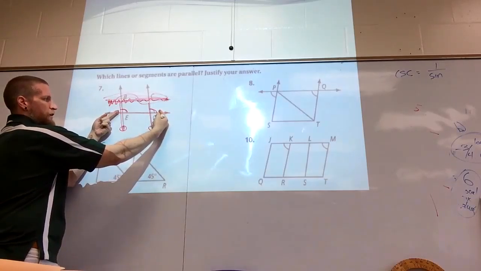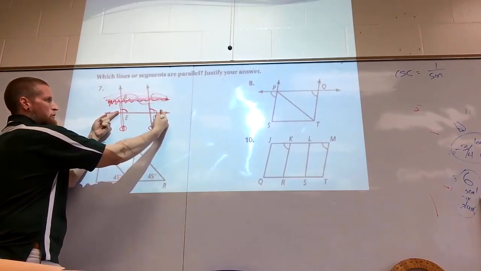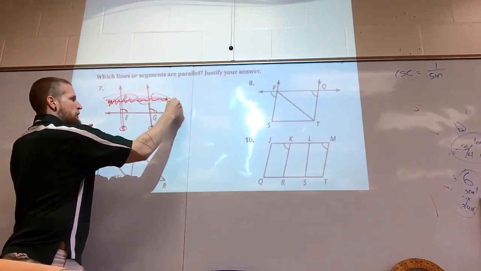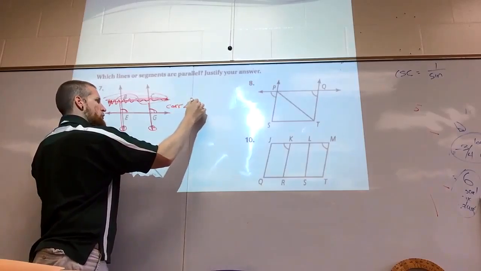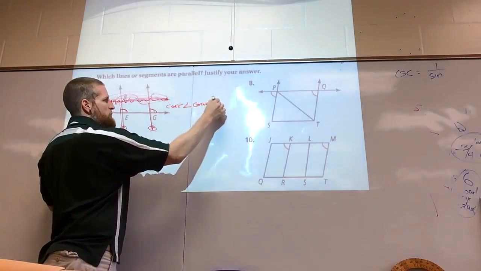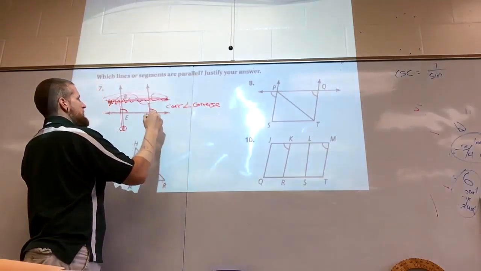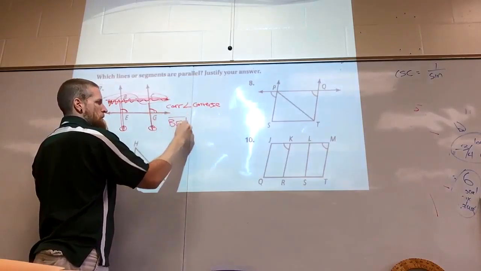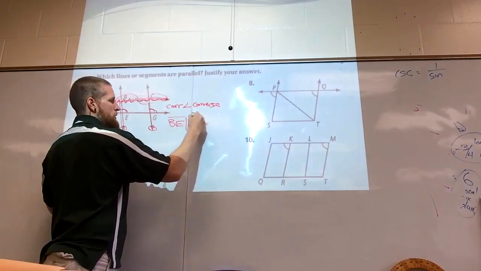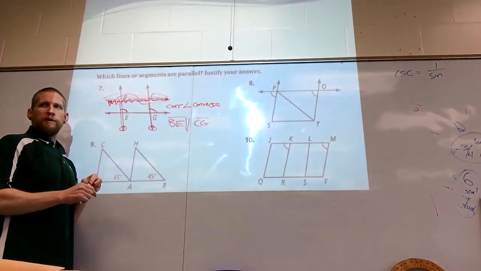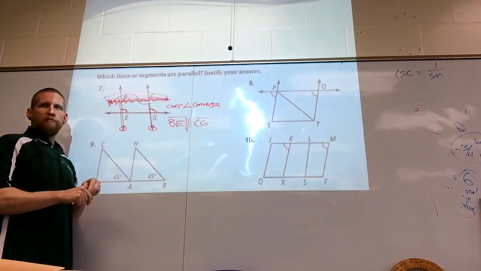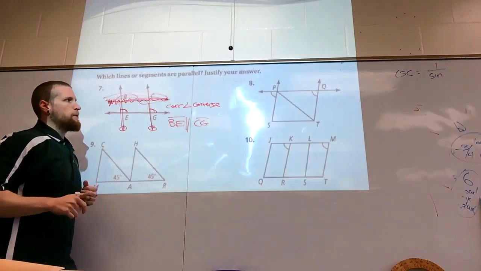What kind of pair of angles are those? Corresponding, right? So these are corresponding angles. Are they congruent to each other? Yes. So the corresponding angles converse can be used, and you should get that BE is parallel to CG. Just a hint, all of them are corresponding angles converse. It's just a matter of picking the correct line.